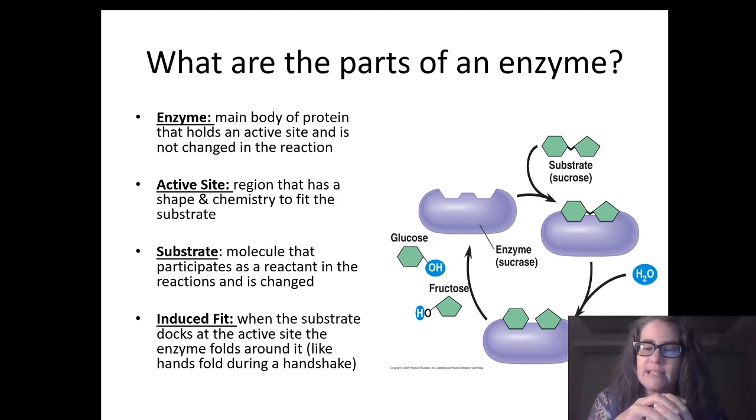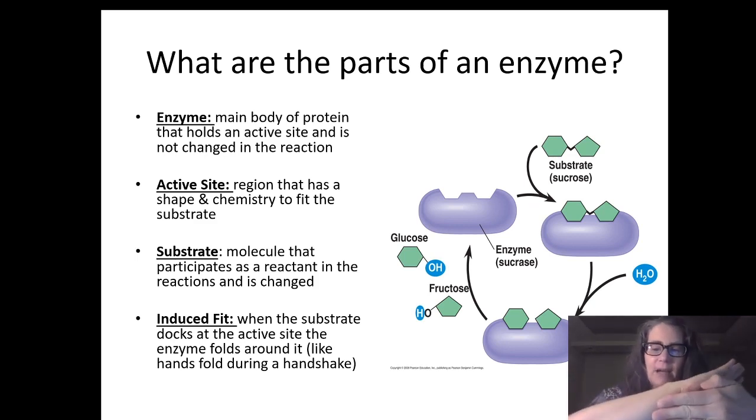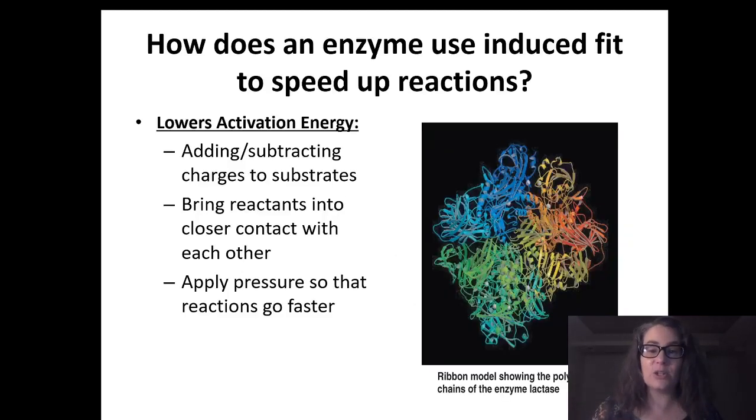When the substrate is docked on the active site, the enzyme actually folds over it to hold it more closely. This is going to help it lower the activation energy, and we call it induced fit, but it's almost like a handshake. When the enzyme and the substrate come together, they don't just pass by each other, but they actually do almost like a handshake where they squeeze one another, and this induced fit allows the enzyme to hold that substrate quite closely.